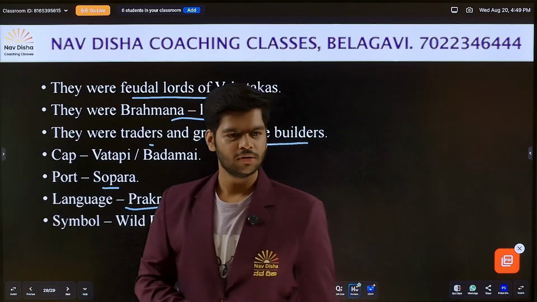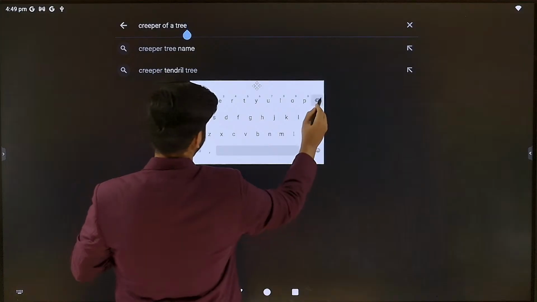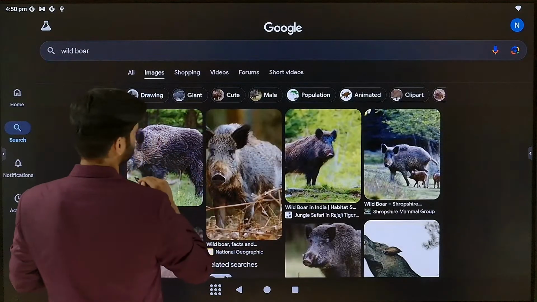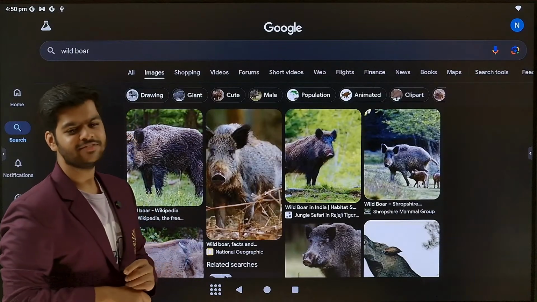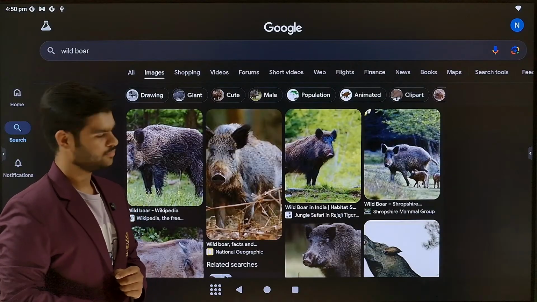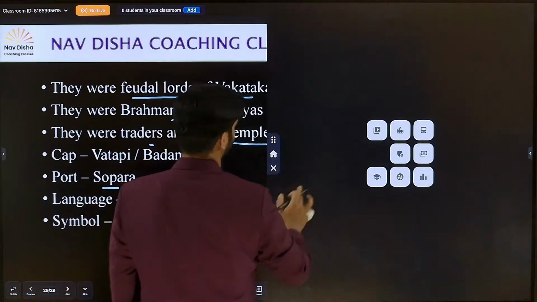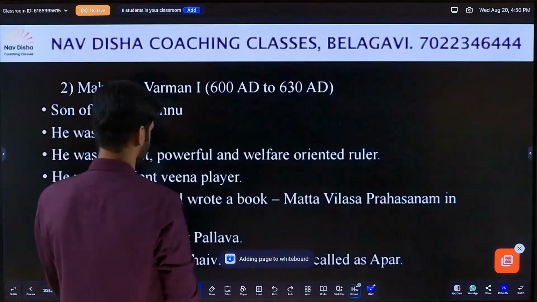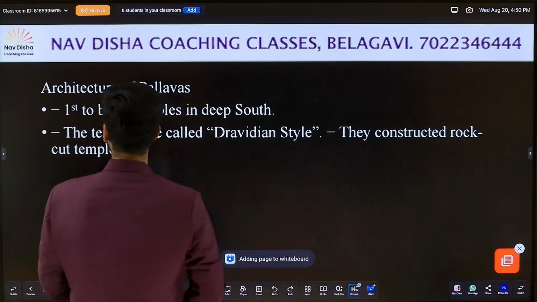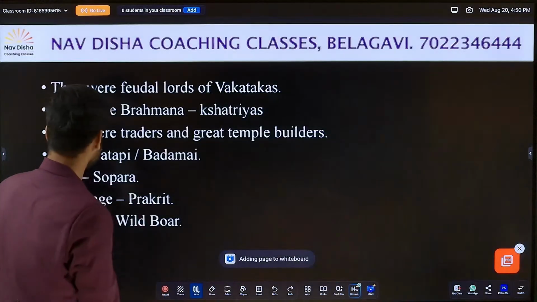You know wild boar? What is wild boar? This is wild boar. Varaha, one of the avatars of Vishnu. Wild boar. Who saw wild boar? Everyone? Where? Okay. Next, their symbol wild boar.